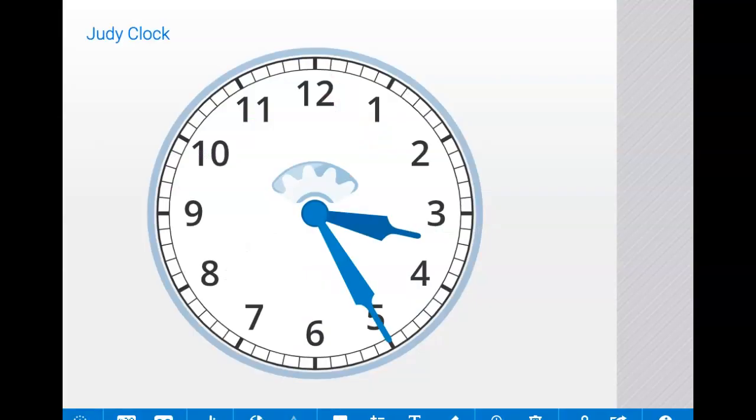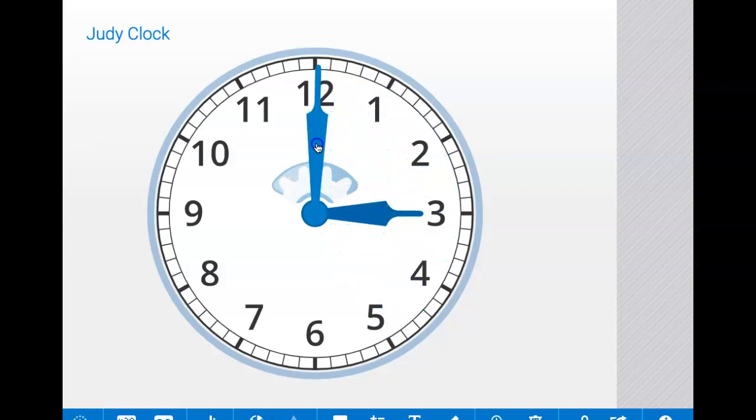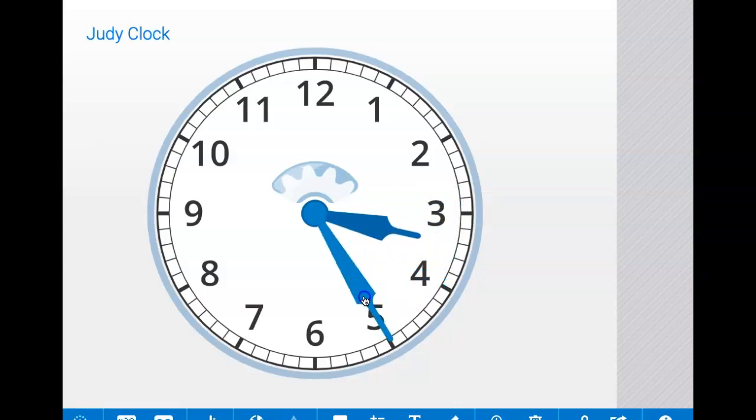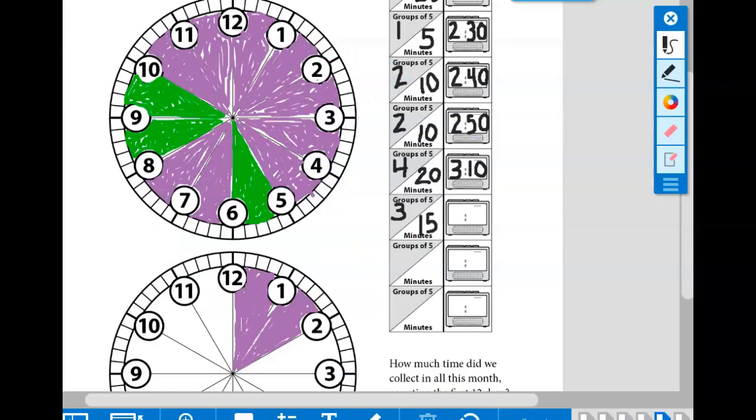What time does our clock read? Let's go all the way back to the 12 and count our minutes by 5. We know it's 3 o'clock, so let's count by 5 starting at 3 o'clock. 3 o'clock, 3:05, 3:10, 3:15, 3:20, 3:25. Our clock reads 3:25. We'll write that in our new clock.